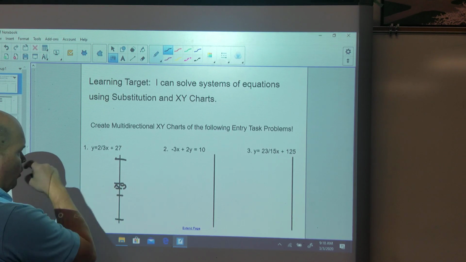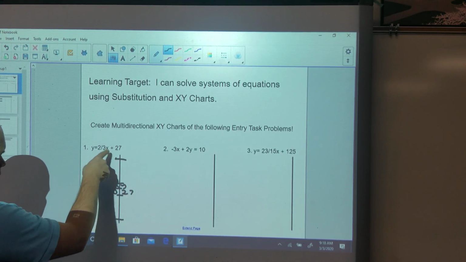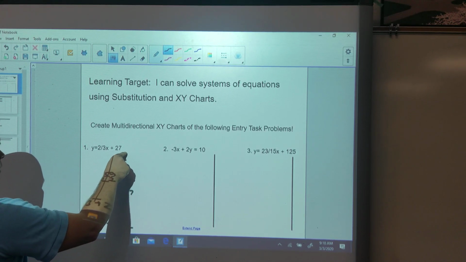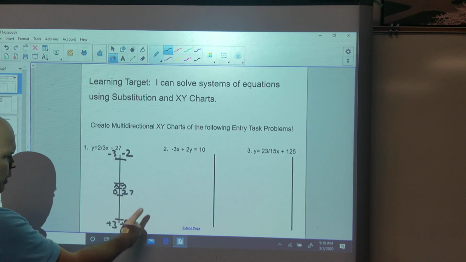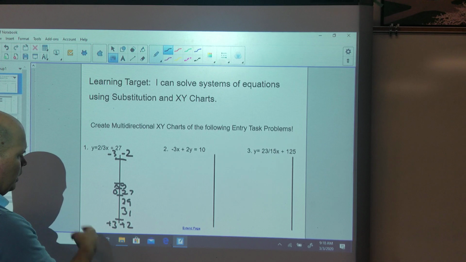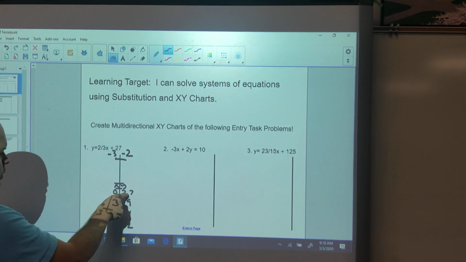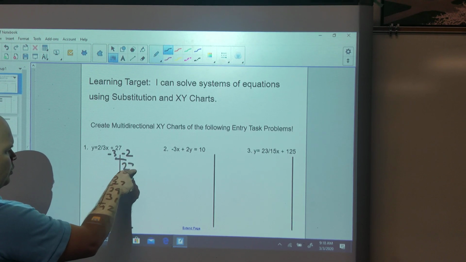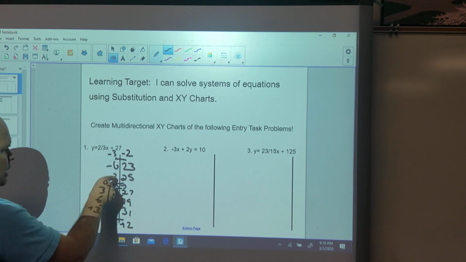There's my X, my Y-intercept goes here. Then this would be +2, +3, which means up here would be the opposites. So as I'm going in both directions, I'm just following my rule. So 27 plus 2 is 29, plus 2 is 31. Okay, 0 plus 3 is 3, plus 3 is 6. 27 minus 2 is 25, minus 2 is 23. 0 minus 3 is -3, minus 3 is -6.